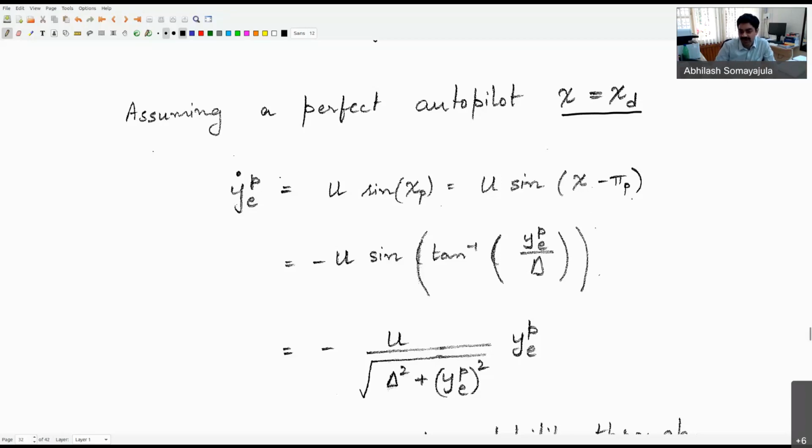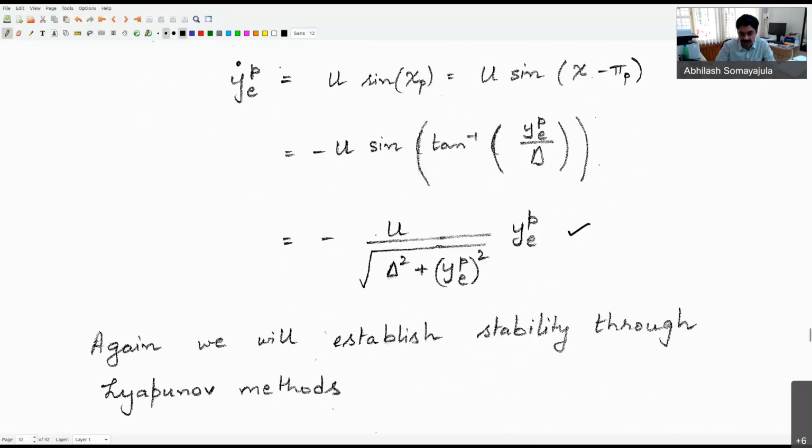Okay, so this course angle minus pi_p is nothing but tan inverse of Y_pe by delta, which gives us this dynamics for our cross-track error. So Y_pe dot is given by minus U times Y_pe divided by the square root of delta square plus Y_pe square.